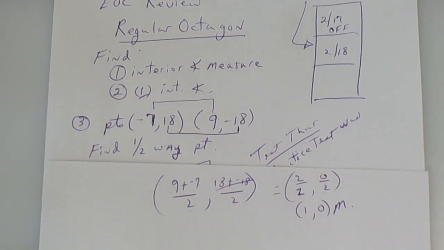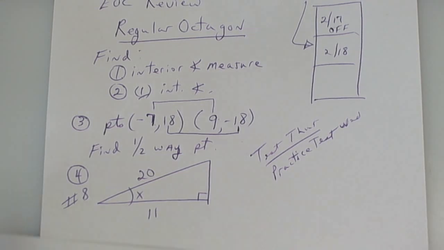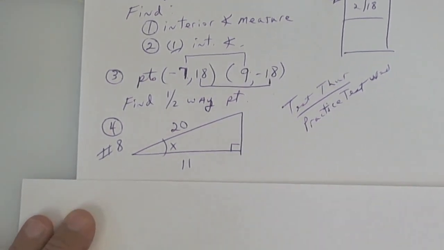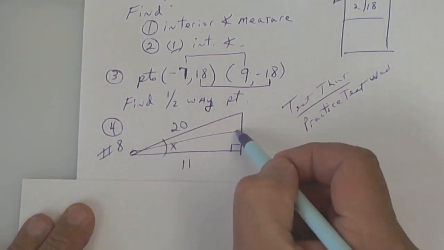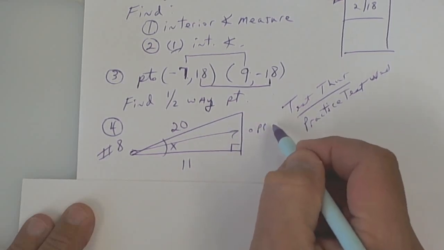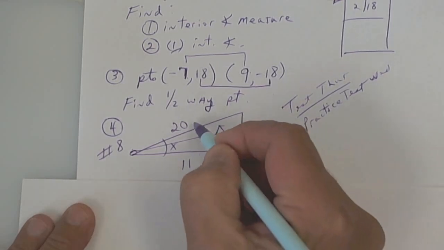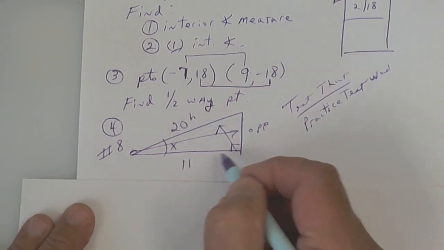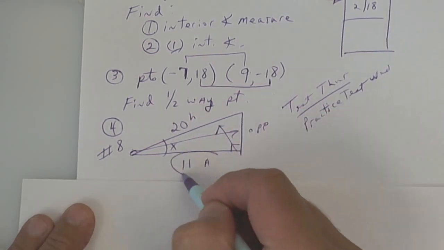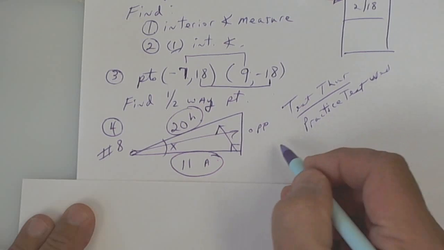And these are review questions for the EOC. Make sure you know them. This one's trig. So you're standing here. So this side would be opposite. I want you to label it. This side across from the 90 is your hypotenuse. And this side is the adjacent. So we're looking for an A and an H.